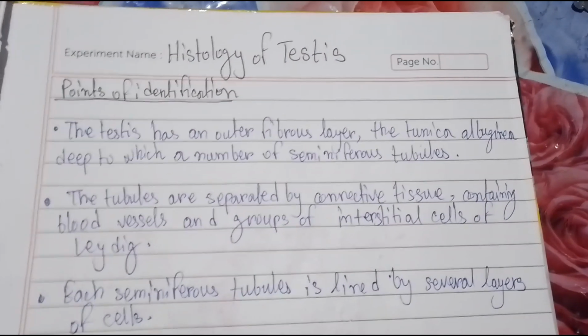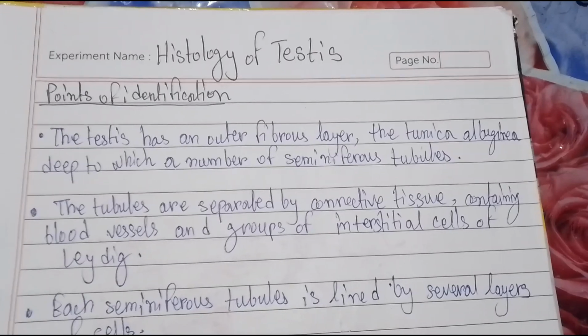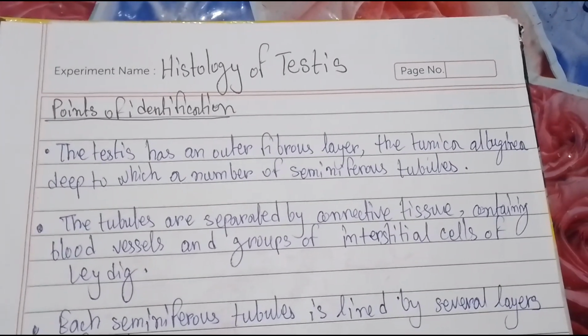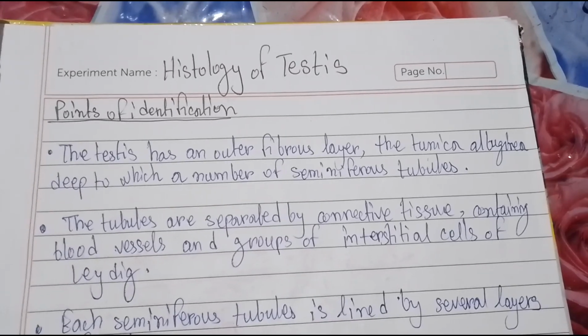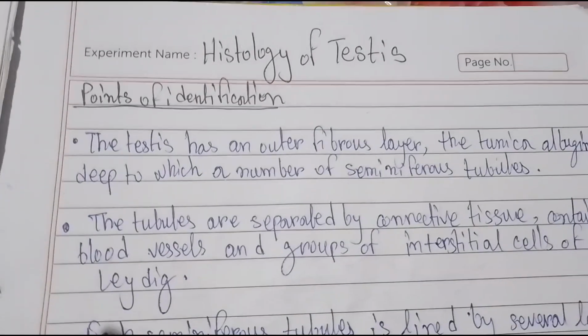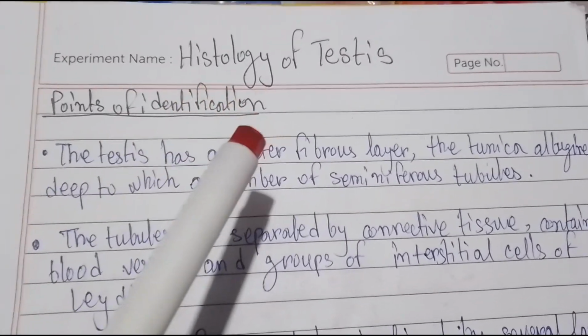Everyone, in this video we are going to see the histology of the testis. Testis is a male reproductive organ which is part of the primary sexual organ in the male. So here are some identification points of the testis.